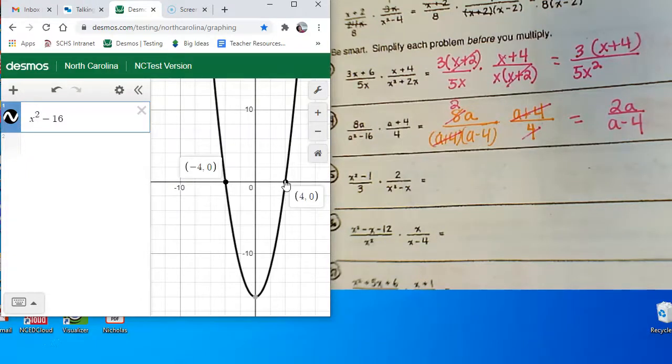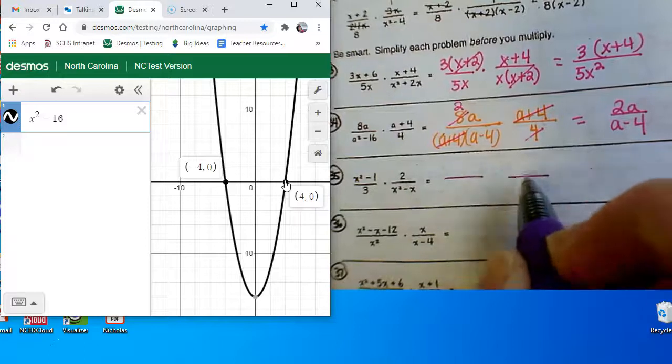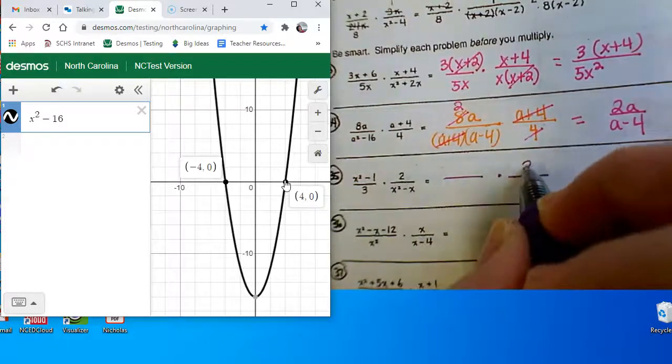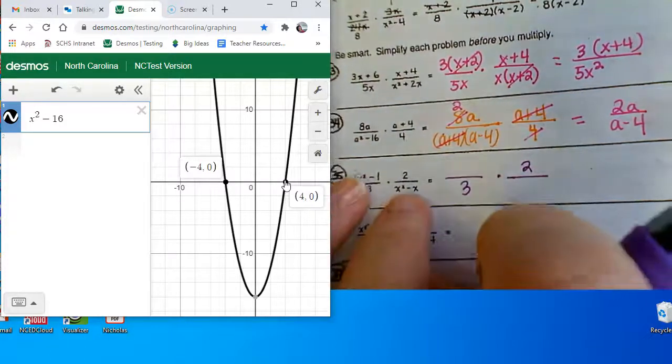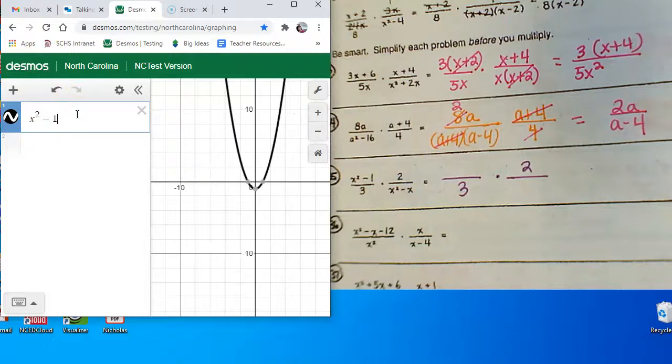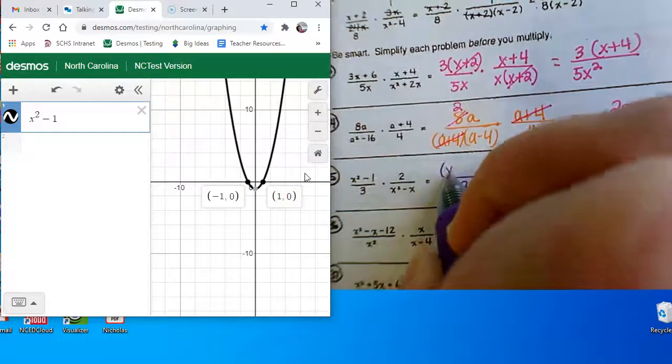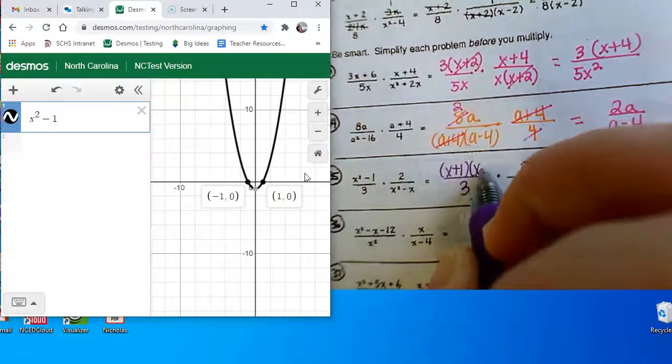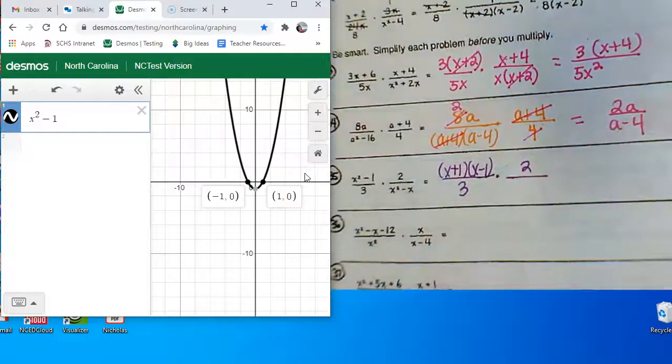Let's do another one, and then I'm going to let you try them. So on the next one, the 2 and the 3 will stay, and it looks like maybe there's something going on at both of those parts. X squared minus 1 is one of those that we can graph. There's zeros at 1 and negative 1. So x plus 1, x minus 1.